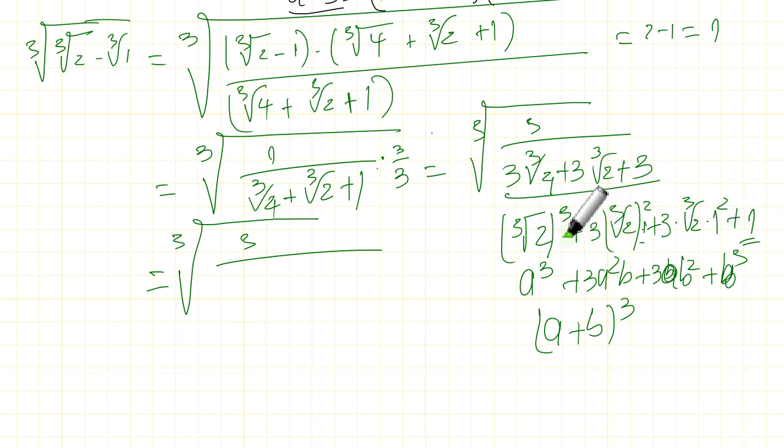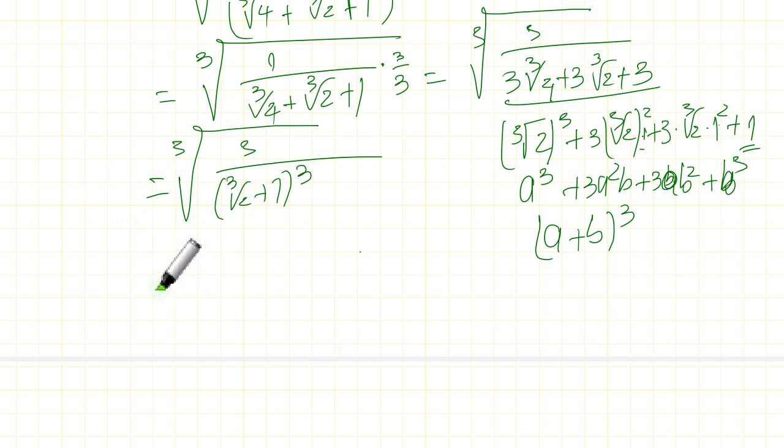So it means that the denominator we multiplied by 3 and solved here is going to be what? It's going to be cubic root of 2 plus 1 to the power of 3. As simple as it is, right? So now we're going to separate this cubic root here. We're going to have cubic root of 3 divided by cubic root of 2 plus 1 to the power of 3.